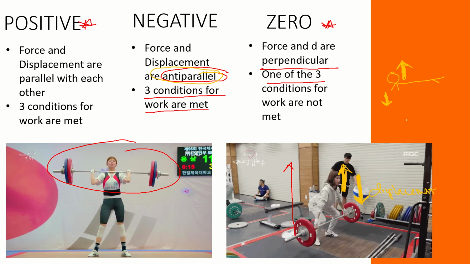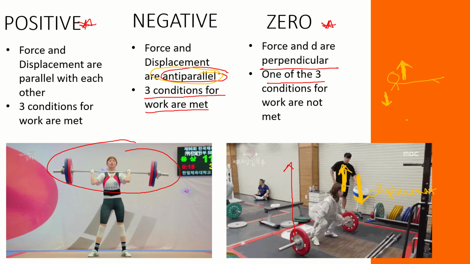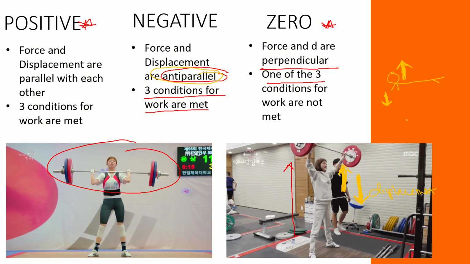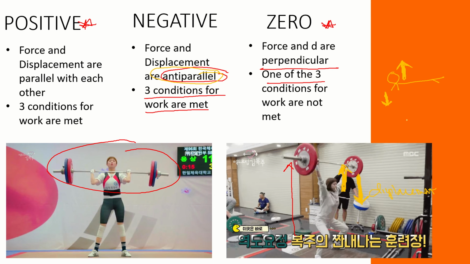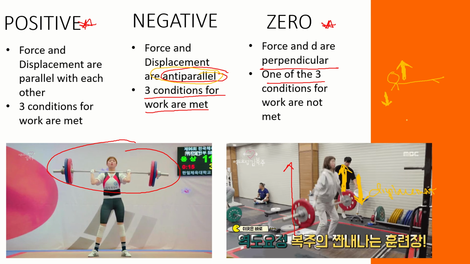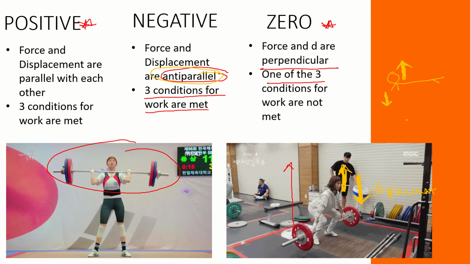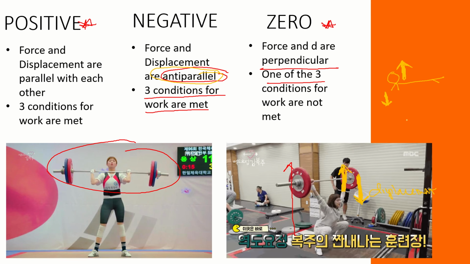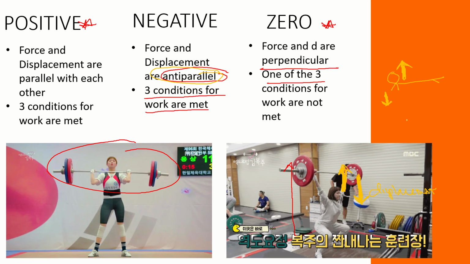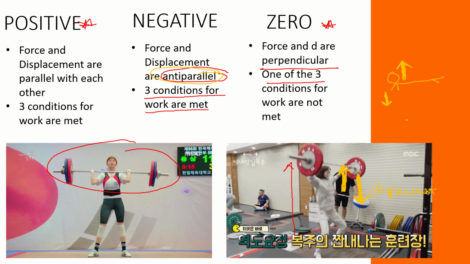Another example is climbing a tree. Pag umakyat ka sa puno, your force is going downward, but you are going upward, right? So, there are a lot of scenarios that show us that there is negative work. I hope you understand the difference between positive, negative, and zero. Positive, all three conditions are met. Zero, perpendicular siya or one of the three conditions is not met. While for negative work, all of the conditions are there but the force and displacement are anti-parallel with each other.